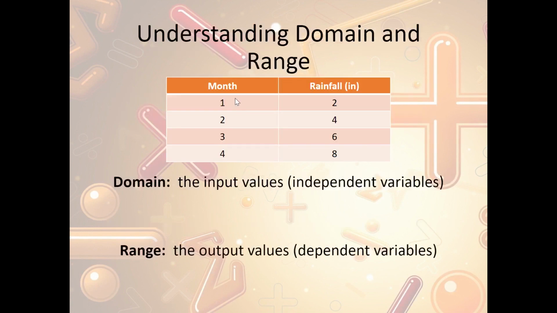So in looking at this, we're given a table here, and we're supposed to pick out the range and the domain of each of these. So first we'll do the domain, the input values. Well, our input values in this case is the month, so we're just going to list the values that apply. Well, we can see that the values are 1, 2, 3, and 4. So that is our domain, 1, 2, 3, and 4.